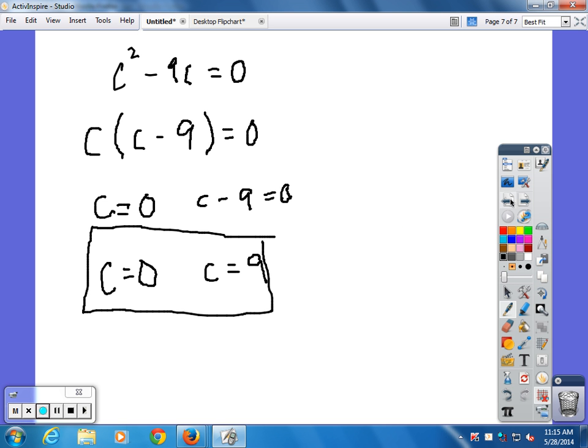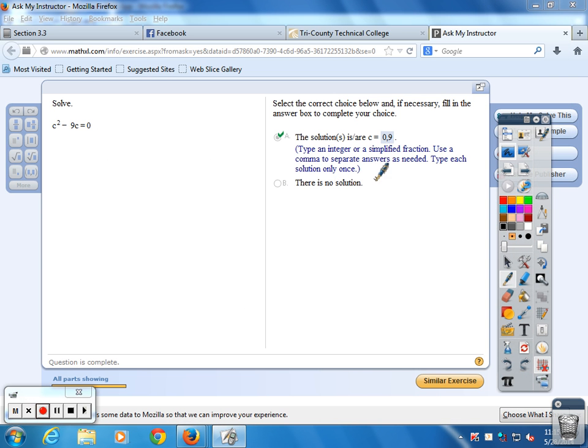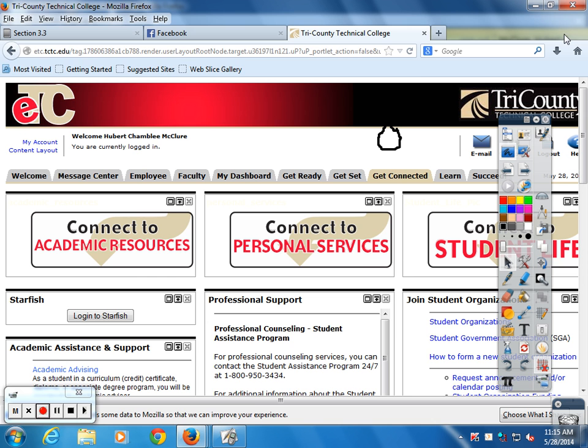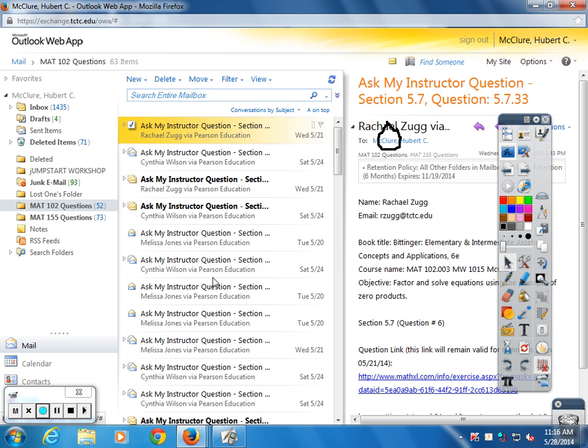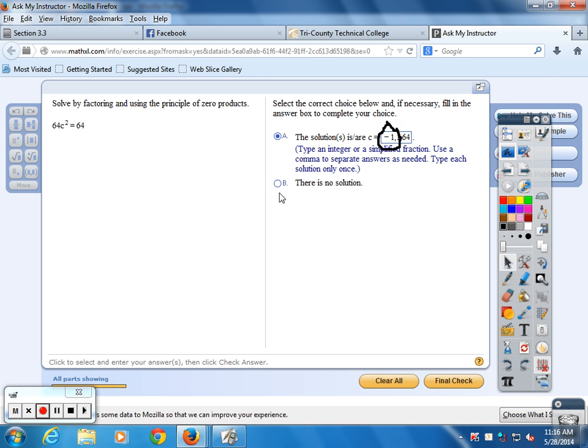So let's do the next one. And that's the answer right there. So that's this one. 5.7, number 36. Set it equal to 0. So that means 64 is going to have to come where? To the left. So move it over and then you'll have a 0 on the right-hand side.